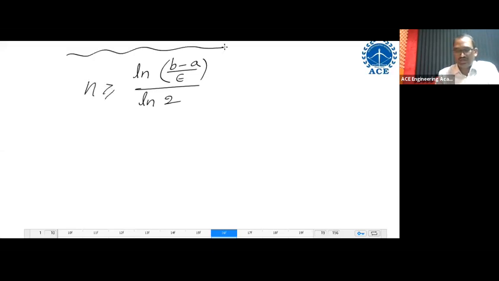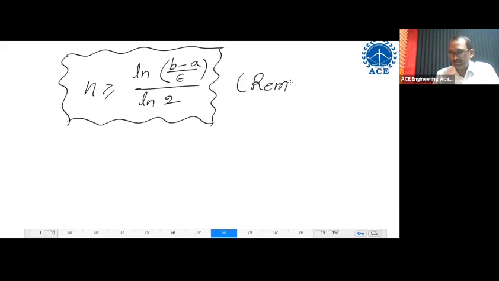This is the formula. Please do remember. Suppose in the examination you are asked to find how many iterations one has to perform, how many approximations are required for achieving an accuracy of epsilon. Accuracy means not the exact value. The difference between one approximation and its previous approximation is 0.001, meaning that much accuracy, error almost zero. Then only you can use this formula.